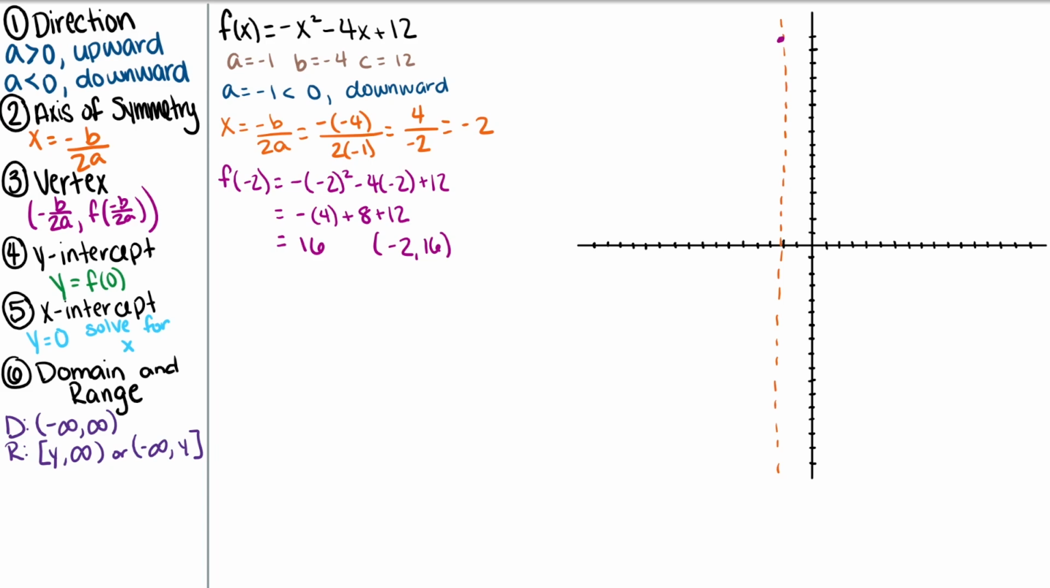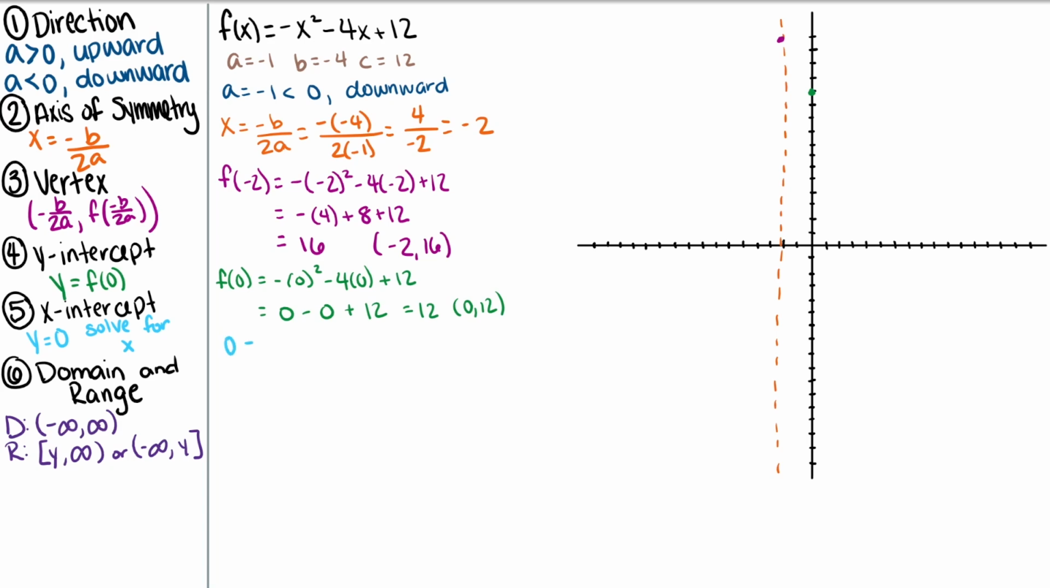For our y-intercept, we'll set our x equal to 0 and solve. So f of 0 is equal to negative 0 squared minus 4 times 0 plus 12, which is equal to 12. So our y-intercept is at 0, 12. For our x-intercepts, we'll factor.